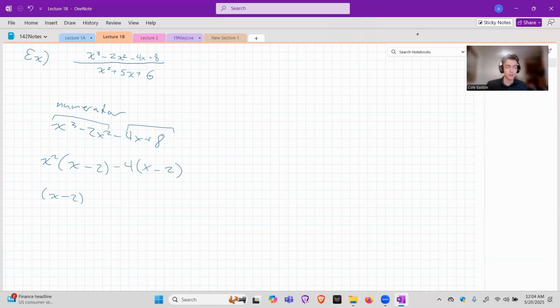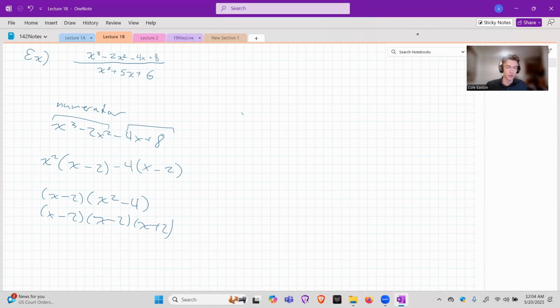So this is one of our factors, and the other factor is going to come from those coefficients, which is x squared minus 4. And that is a difference of perfect squares. So that is going to be x minus 2 times x plus 2. And now we have all those linear factors. So our numerator is fully factored.